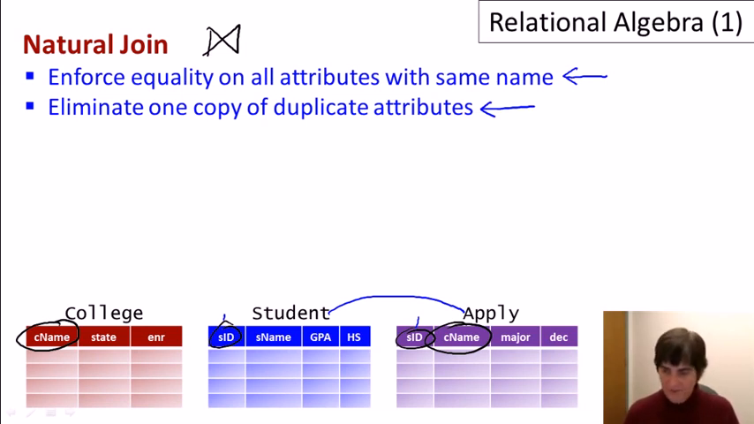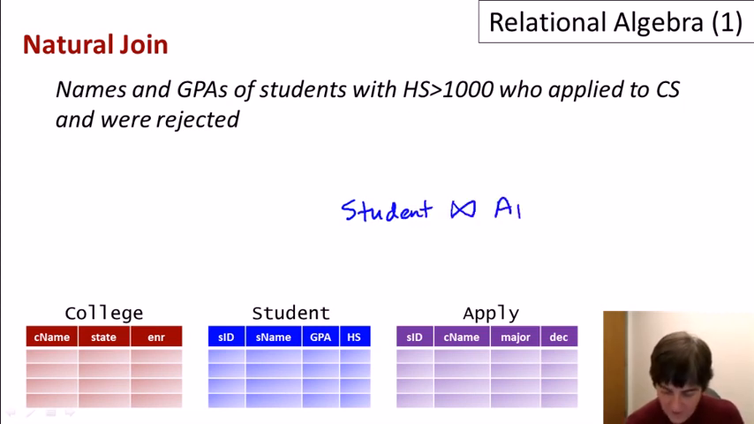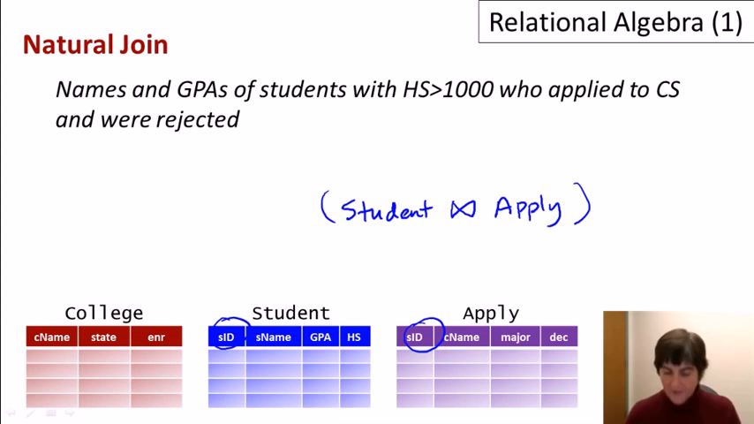So let's do some examples now. Let's go back to our same query where we were finding the names and GPAs of students from large high schools who applied to CS and were rejected. So now, instead of using the cross product, we're going to use the natural join, which, as I said, was written with a bow tie. What that allows us to do once we do that natural join is we don't have to write that condition that enforced equality on those two attributes, because it's going to do it itself.